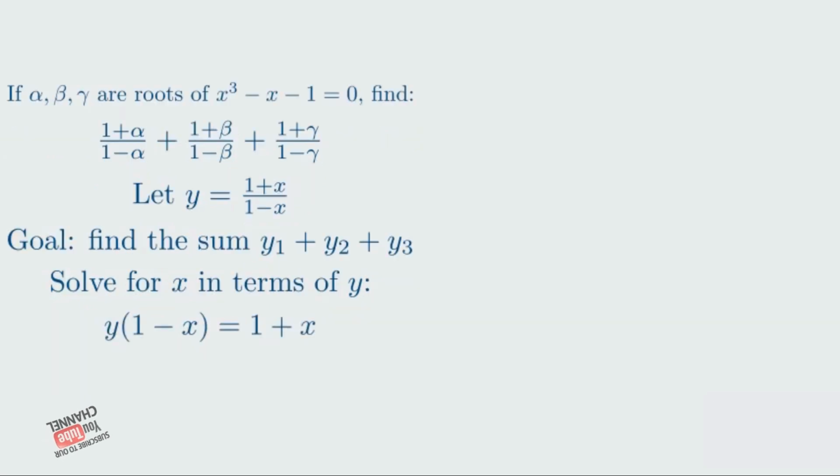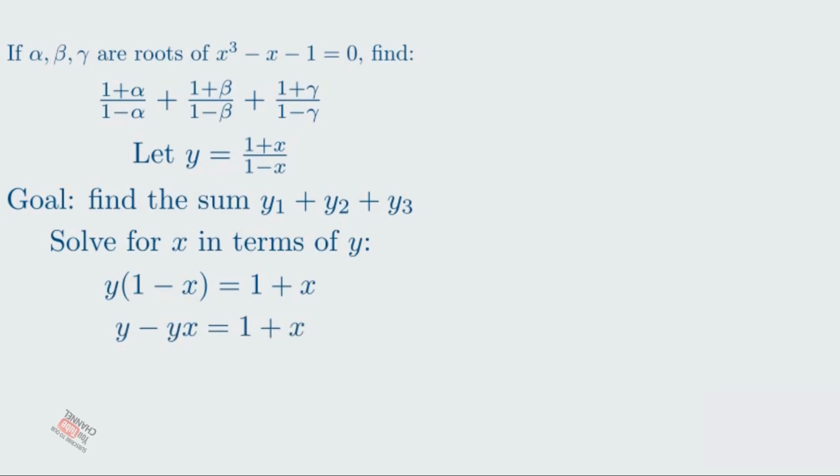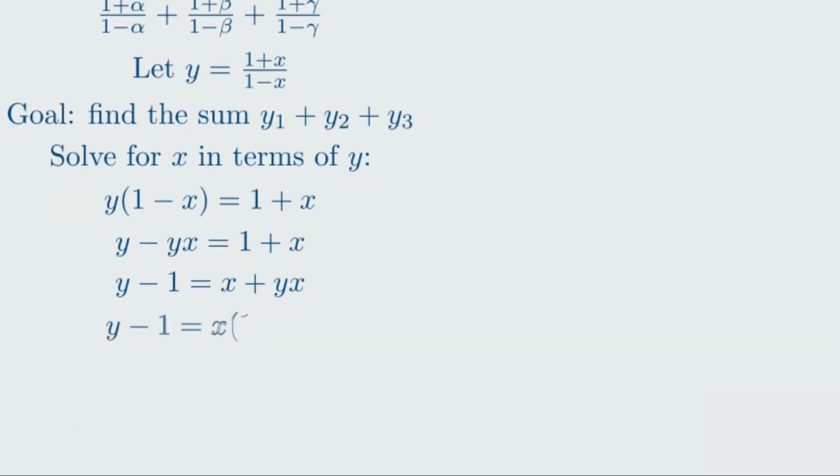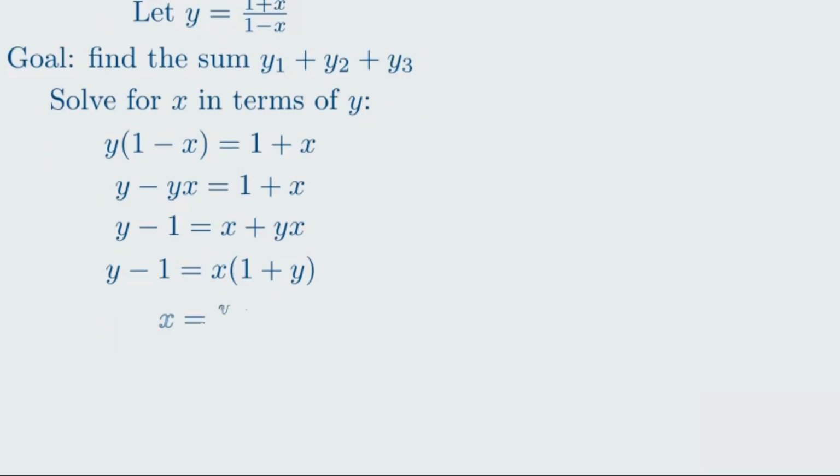First, multiply both sides by 1 minus x. Next, distribute the y on the left side to get y minus y times x equals 1 plus x. Now, let's group all the terms with x on one side. We can subtract 1 from both sides and add y times x to both sides. Factor out the x on the right side. Finally, divide by 1 plus y. We find that x is equal to (y minus 1) over (y plus 1).